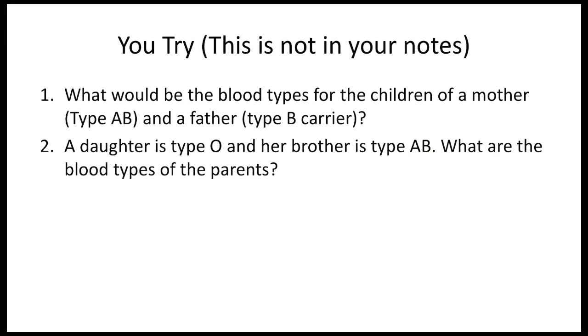Just to give you the cross to get you started, the mother is capital IA and capital IB, so she is AB blood type, and you are crossing that with capital IB, and he's a carrier for O type blood. The daughter is type O, meaning she is lowercase i, and the brother is IA IB. To get you started on this one, I will help you just in case you're stuck.